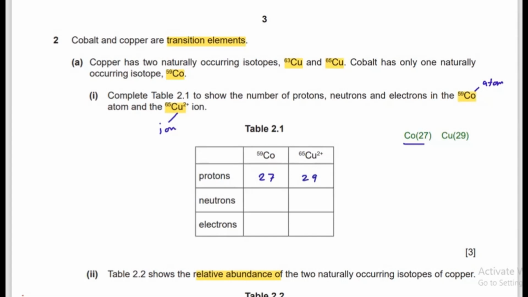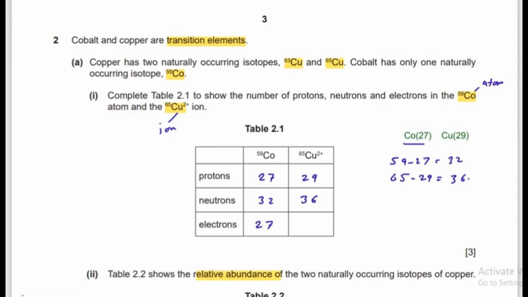Then to get the neutrons, 59 minus 27, you will get 32. So 32 in cobalt, and 65 minus 29, you will get 36. So 36 neutrons in copper. Now, because cobalt is the atom, the number of protons and electrons must be the same. It must be 27 electrons.